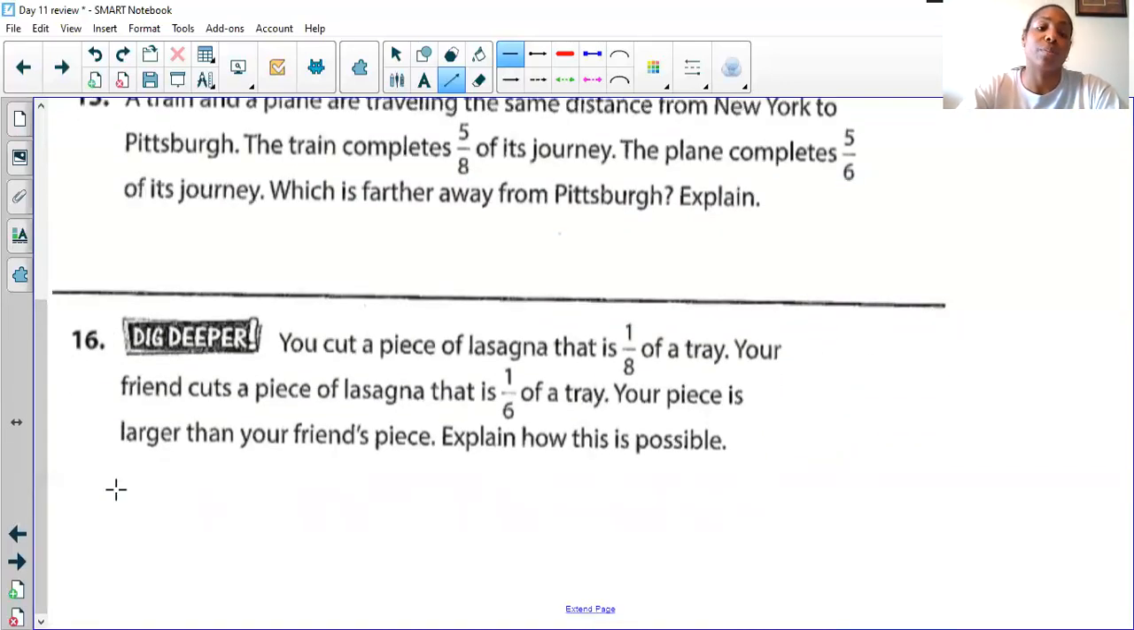And then if you take a look at question number 16, your piece cannot be bigger than your friend's piece. That is incorrect. Your friend's piece is actually bigger than your piece, because your friend's piece, 1/6, is a little bit bigger than 1/8. So I want you to go ahead and explain that reasoning, why they would think that. I think they were looking at that denominator of 8 instead of thinking about what we've been talking about, how if your number is bigger, that means your fraction is smaller. So at this time, if you did not get that correct, I want you to go ahead and fix that problem.